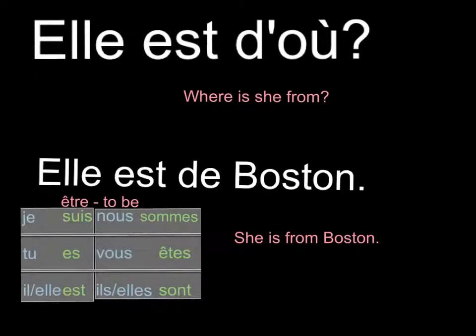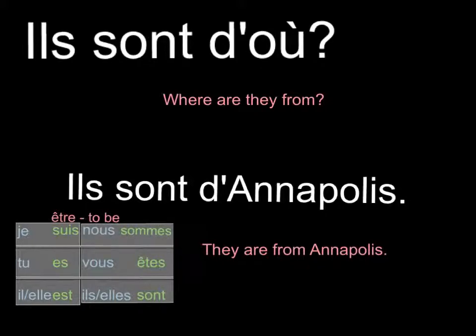Okay, so we can ask the question, elle est d'où? Where is she from? Elle est de Boston. She's from Boston, and you can see in our verb chart right here. Elle est. And if we want to know where they're from, ils sont d'où? Where are they from? Ils sont. Ils sont d'Annapolis. They are from Annapolis.